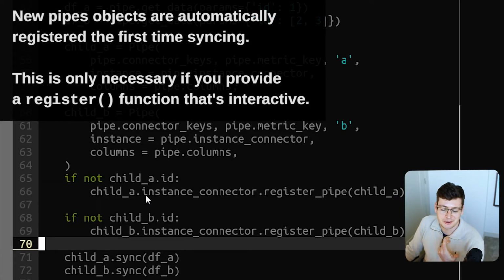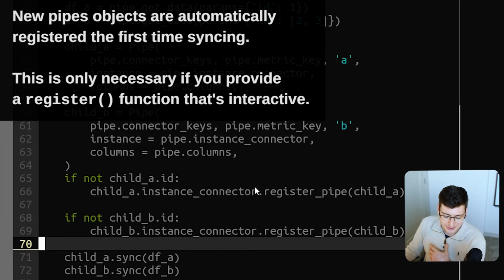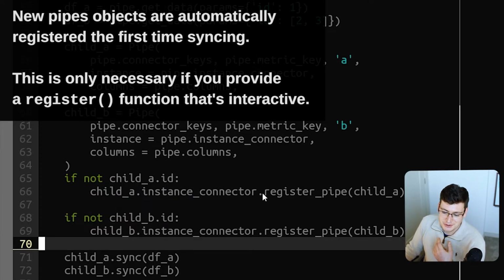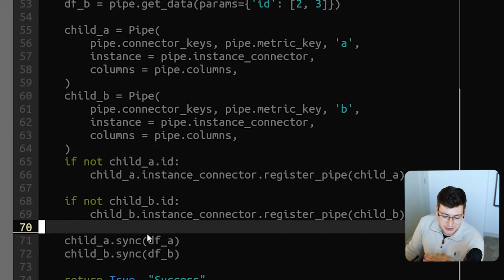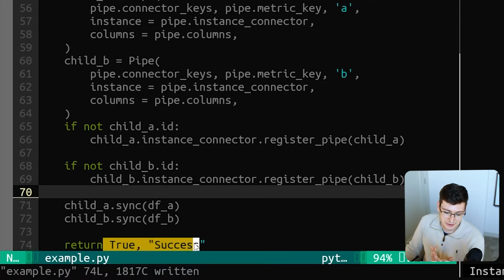These if statements are really only necessary if your register function is interactive. Because we prompt the user, I'm bypassing that register function by directly accessing the instance connector of the pipe. So if the child doesn't have an ID yet, tell the child's instance connector, usually it's SQL main, to register the pipe child A, and same with child B. Finally, we just pass those data frames into each child's sync function, and then we return a success.